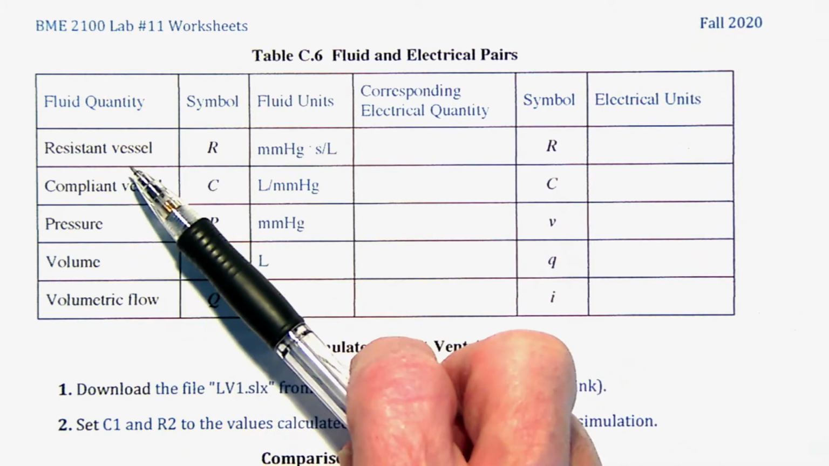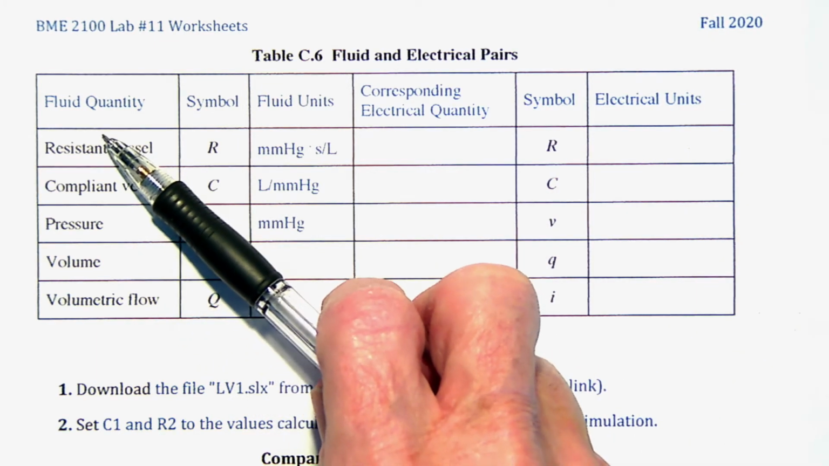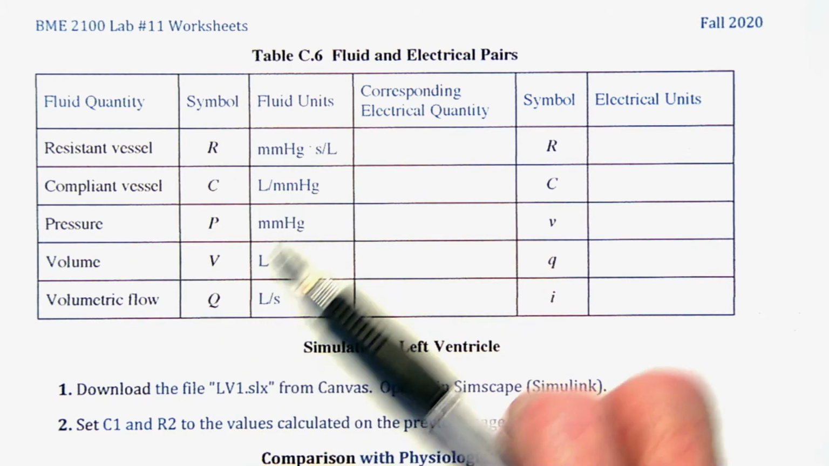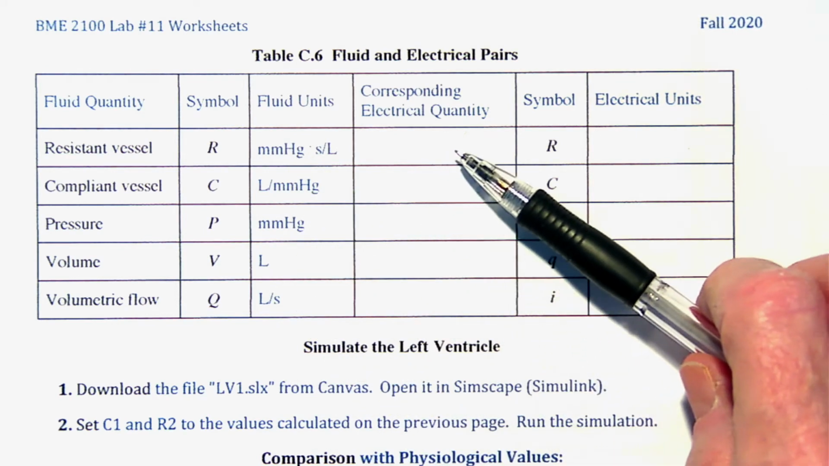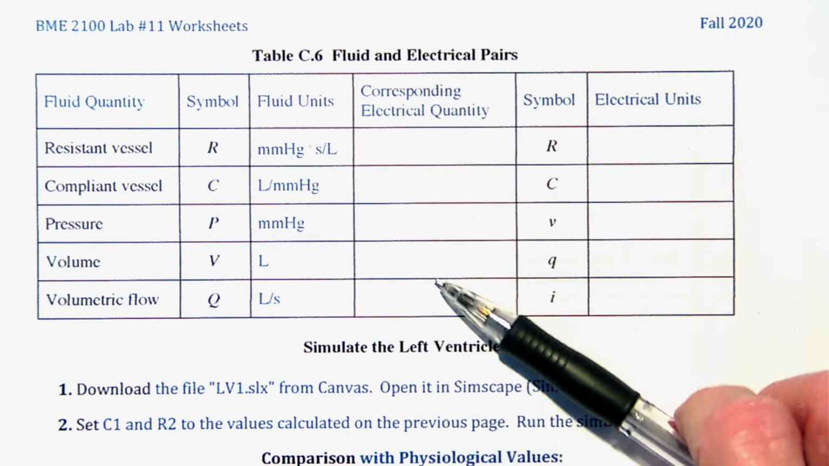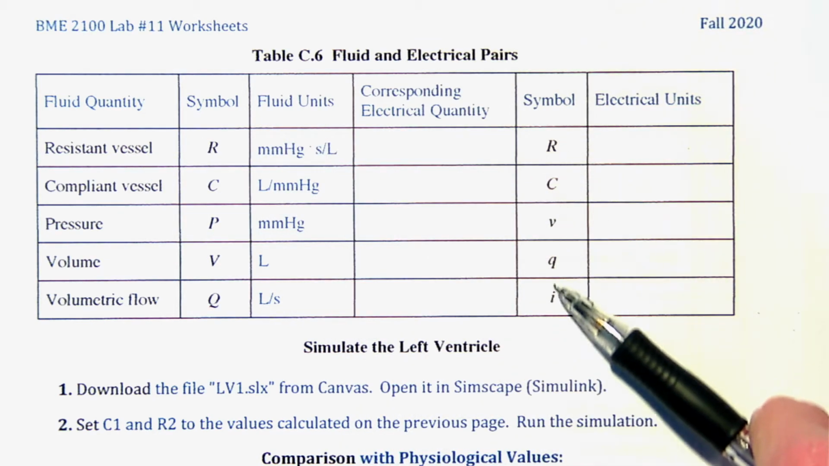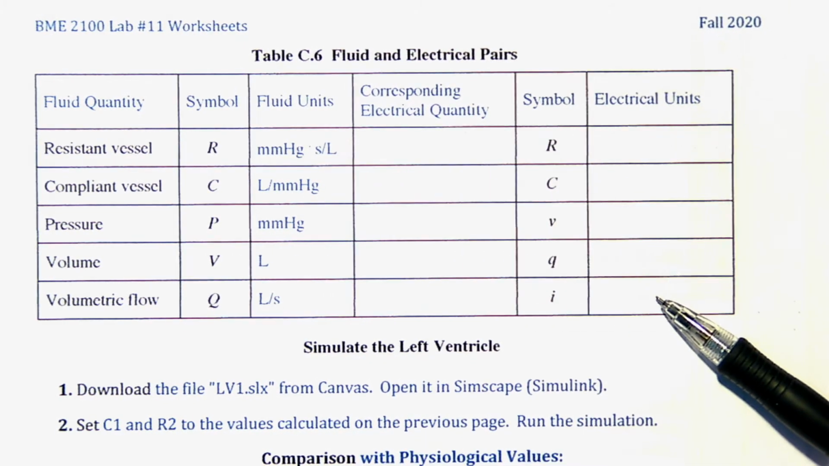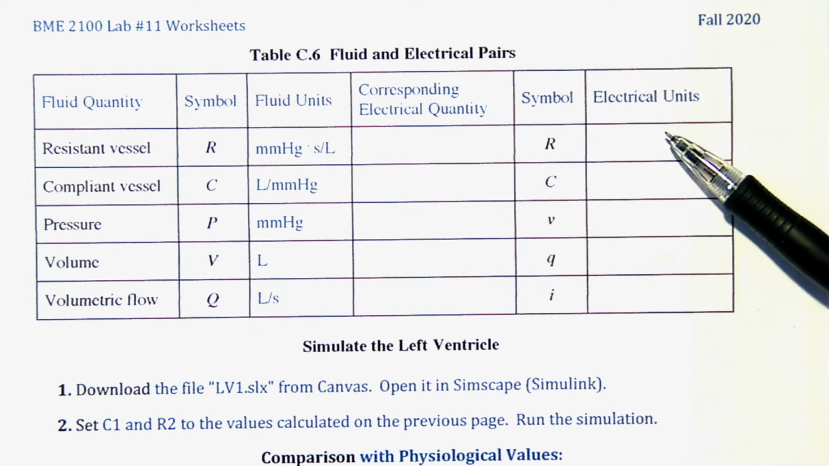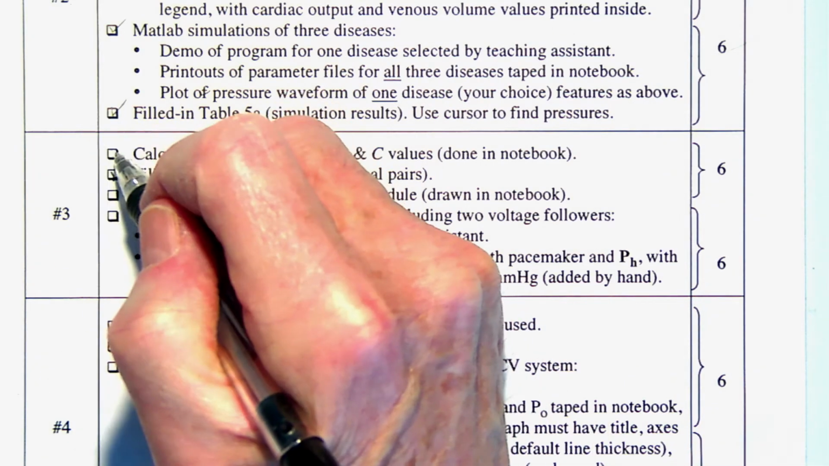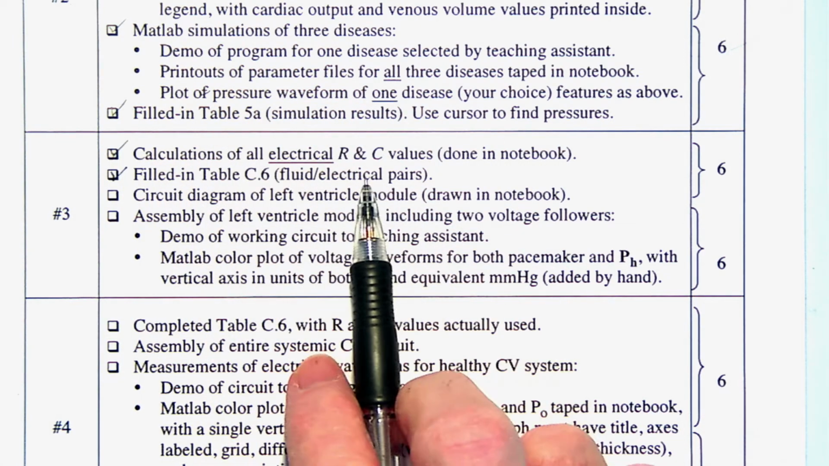Now, the leftmost column already lists all the fluid quantities from the MATLAB portion of the major project, along with their symbols and their units. You are to fill out the corresponding electrical quantity that's analogous to each of these fluid quantities here. Here are actually the symbols for the electrical quantities, and then fill in the electrical units. You will find that the second half of chapter 11 in the textbook will be very helpful to fill out this table here.